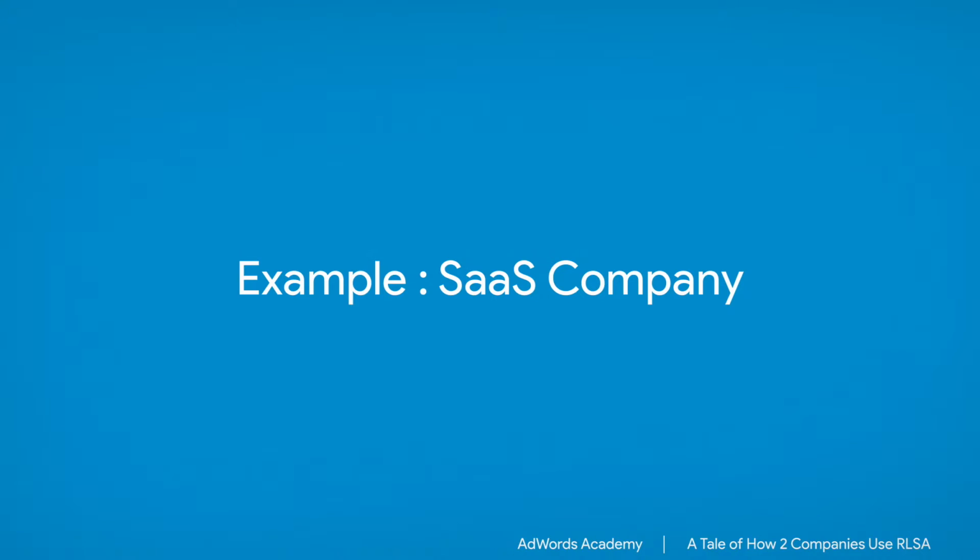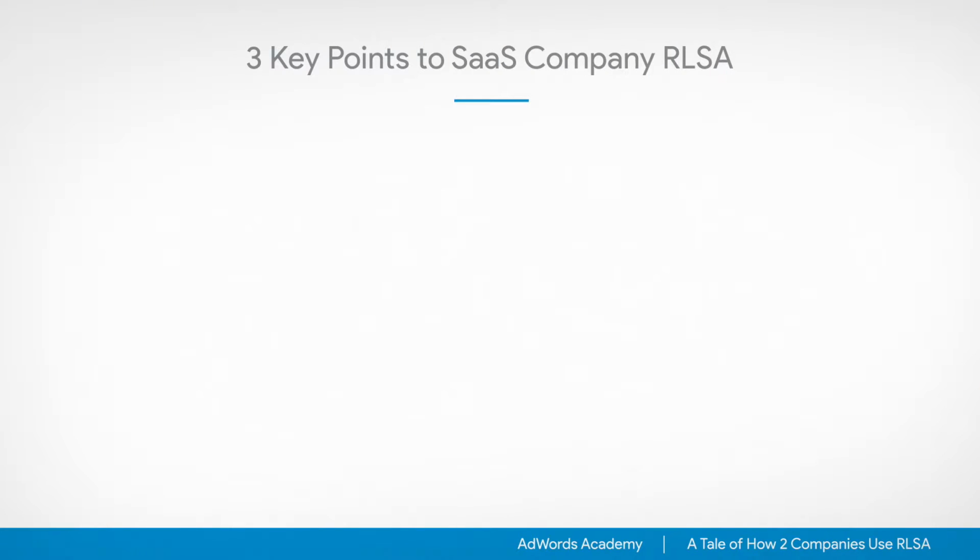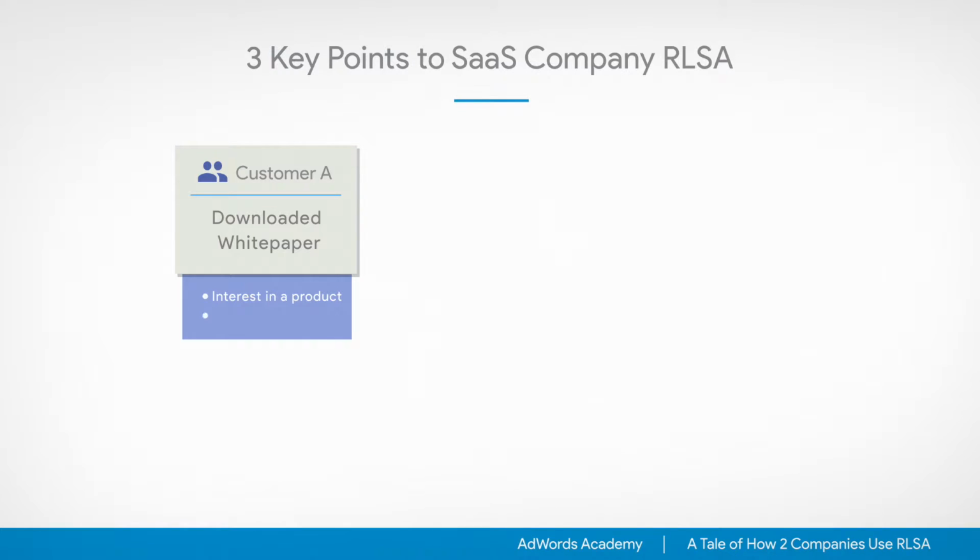So another example is a large SaaS company. They've got a lot of products, a lot of ways they use remarketing. But three key points to how they use it is they first have users who downloaded a white paper. These are users who've shown an interest in the product, but they haven't actually converted yet. So if a user is in a white paper download list for them, they change the ads to be start a free trial with us.